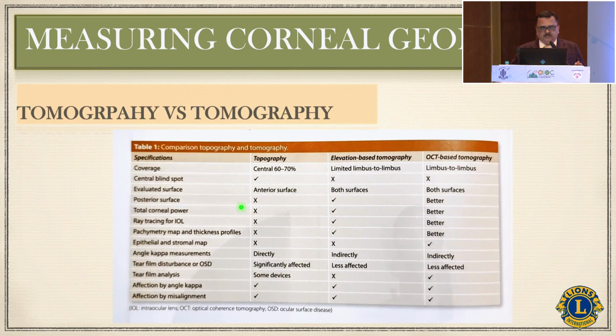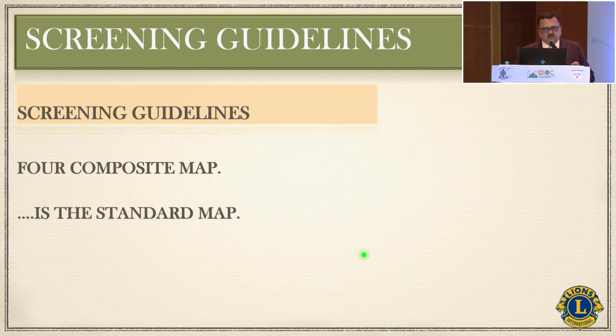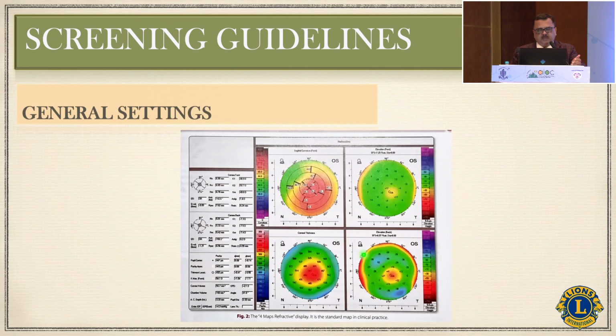The main thing here is elevation-based tomography. My presentation is basically on the Scheimpflug-based device, where coverage is limbus to limbus, and it evaluates both surfaces, and angle kappa is measured indirectly. So the basic map is the four map refractive or composite map, and this is the picture of the map.